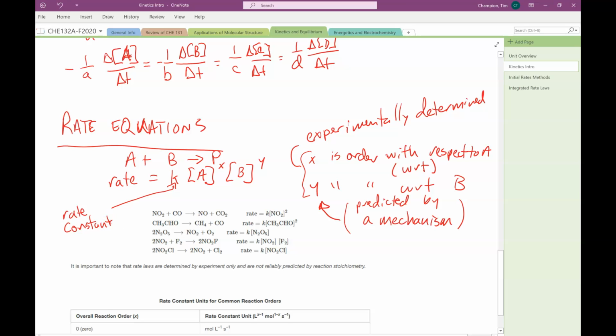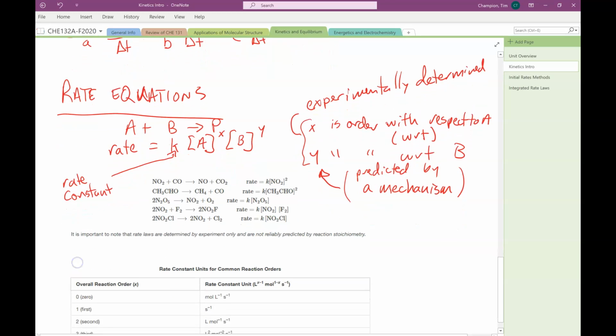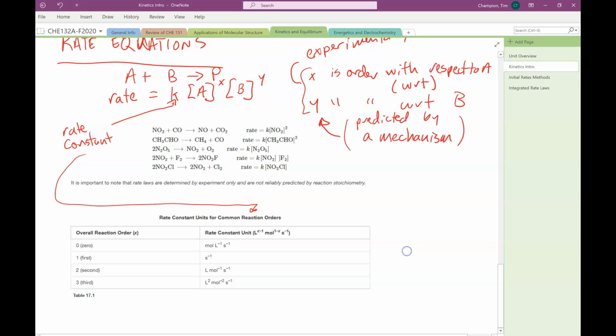Once we know what the orders are and we have some data about concentrations and times, we can extract the value of the rate constant from the equation. That rate constant is going to have different units based on what the order is. So one way to diagnose the order of a reaction, if you were given the rate constant, is to look at the units. Let's just say that we have a first order reaction. That would tell me that the rate is going to be equal to k times the concentration of A. If I solve that for k, k is going to be the rate divided by the concentration of A.